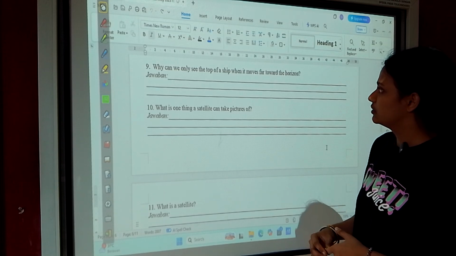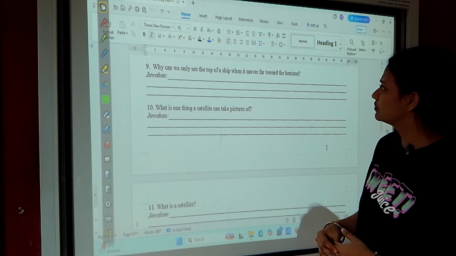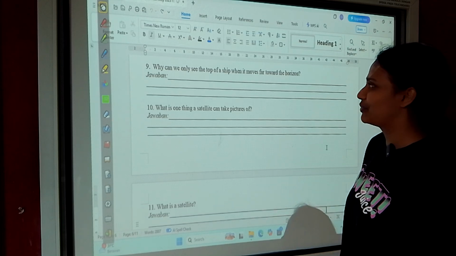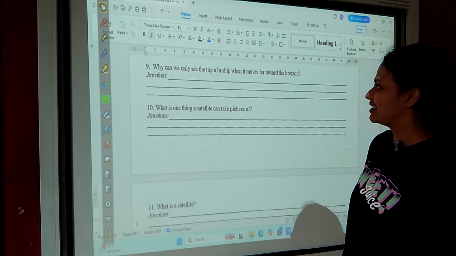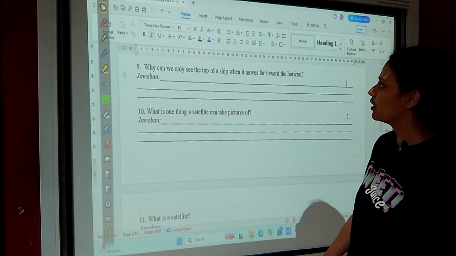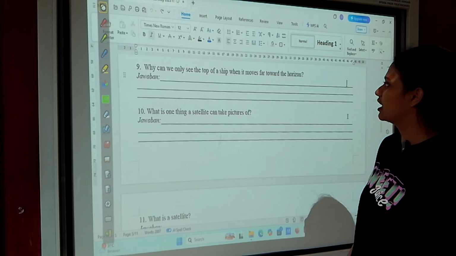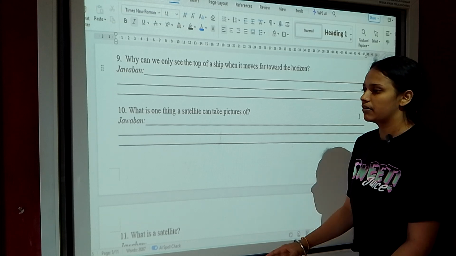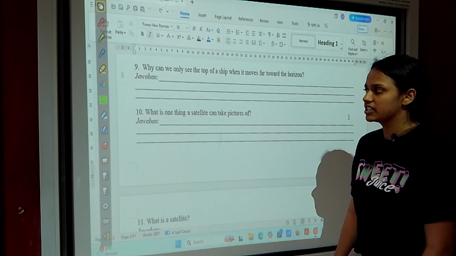Okay. Number 9. Why can we only see the top of a ship when it moves toward the horizon? Because the Earth is spherical.